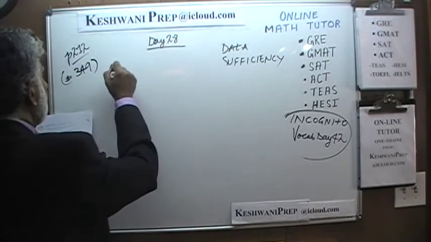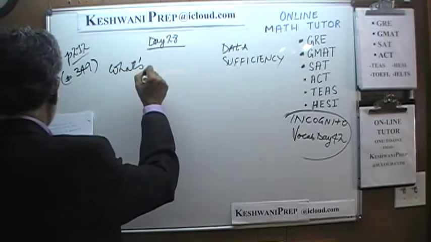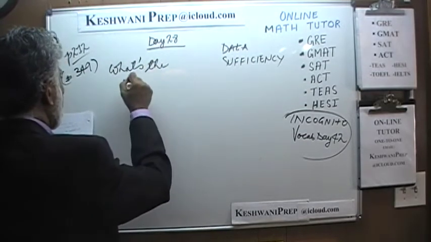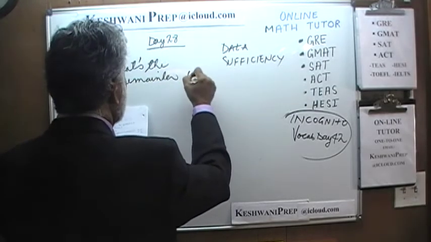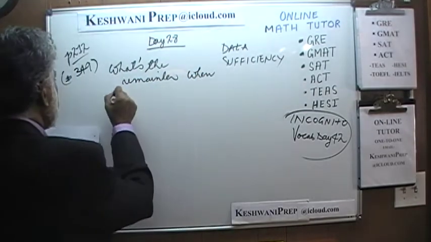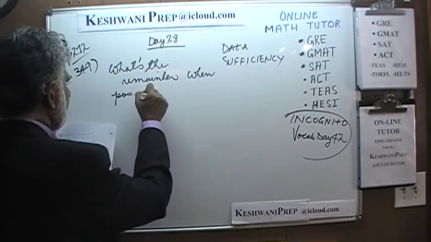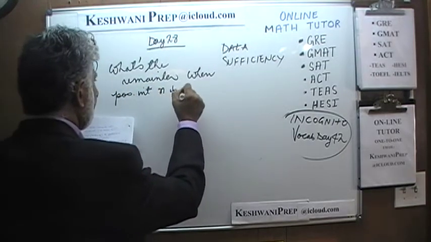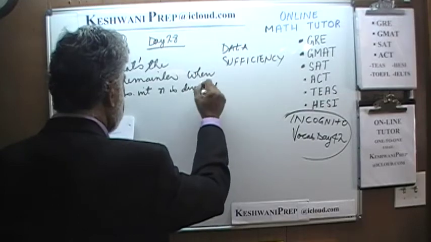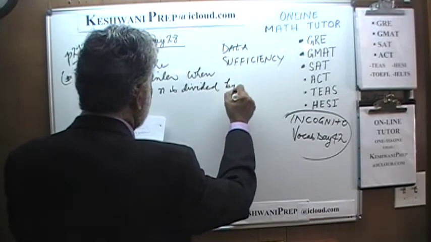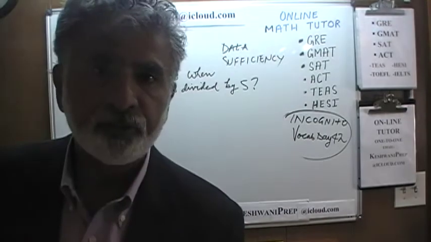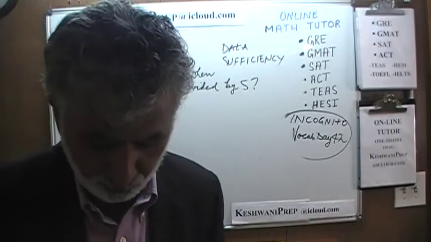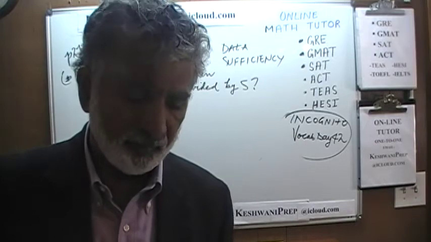349 says, what's the remainder when positive integer n is divided by 5? So we are told that we have some integer which is positive. It's a whole number, a positive whole number. The question is, when we divide it by 5, what's the remainder?